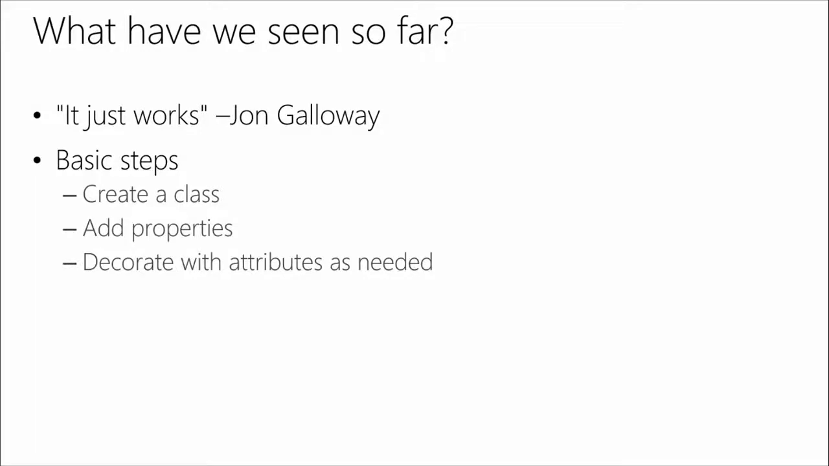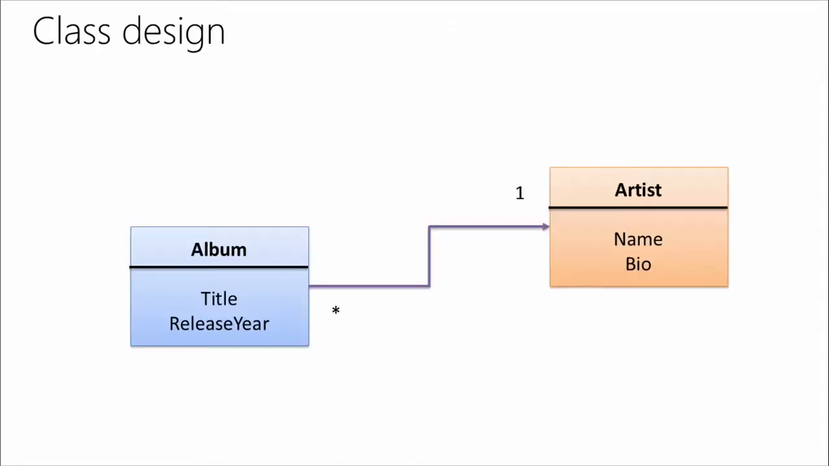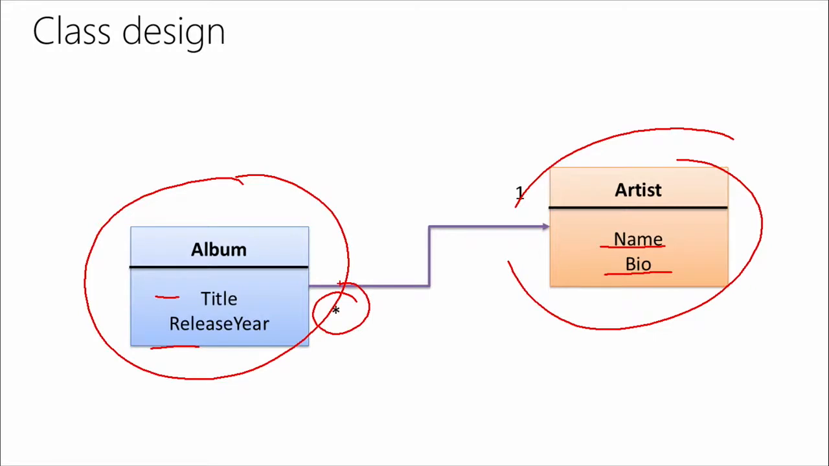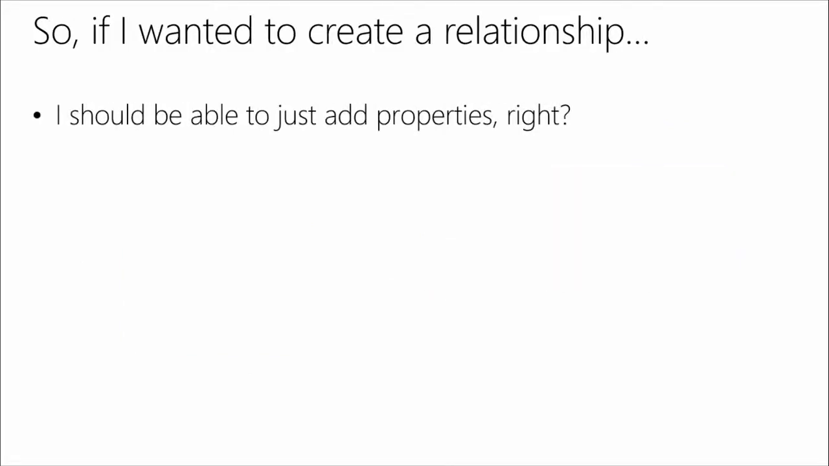Now, a one-to-many relationship is the most common, and based on what we've seen so far, I'm going to quote my buddy John Galloway, who says, it just works, right? That's what we've seen up until now: we create a class, add some properties, decorate it with some attributes as needed, and away we go. So if we wanted something like this, where we've got an artist with a name and a bio, and an album with a title and a release date, and we've got multiple albums and one artist, we should just be able to add that in. If we just wanted to create the relationship, we should just add the properties.